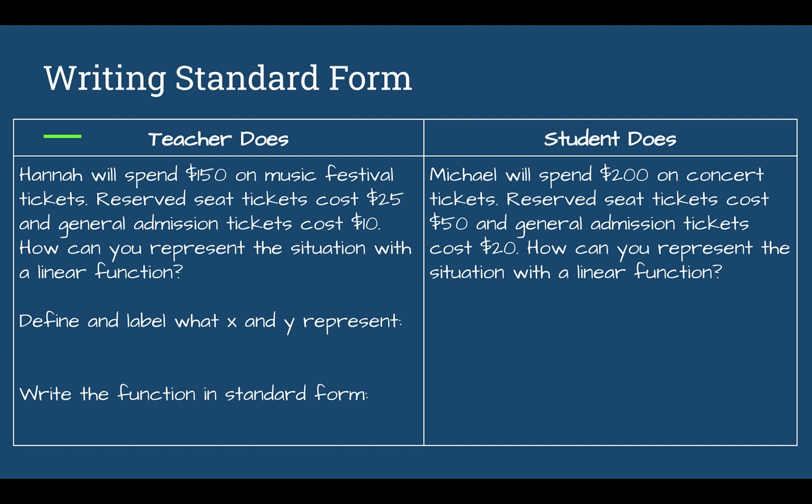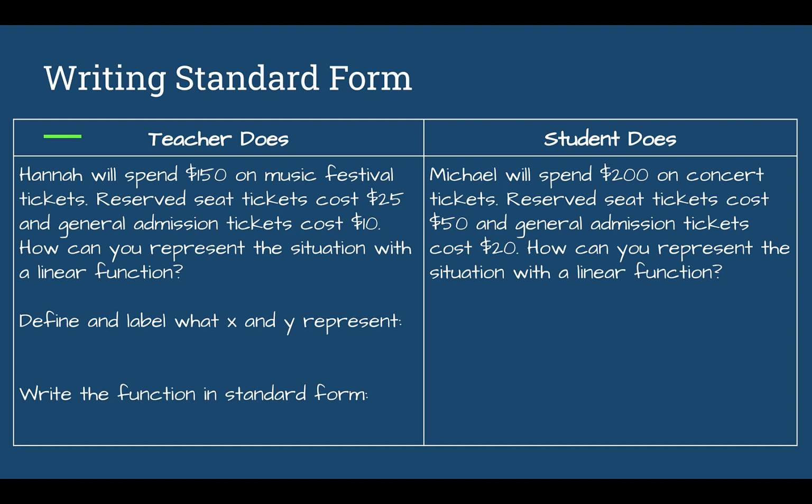We had lots of rules there, so let's put it together and make sure we can figure stuff out in context. So Hannah will spend $150 on music festival tickets. Reserve tickets cost $25 and general admission tickets cost $10. How can you represent the situation with a linear function?